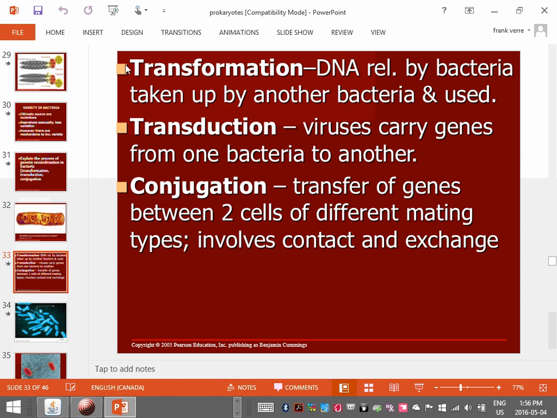They could pick up DNA from other bacteria. Now, we can't do that. I cannot get a gene from Vanessa and put it into my genome. I can't. But bacteria can do that. It's called transformation. They have the ability to pick up DNA from other bacteria and basically change them. That's kind of cool, right? Imagine you could pick up DNA from someone else.